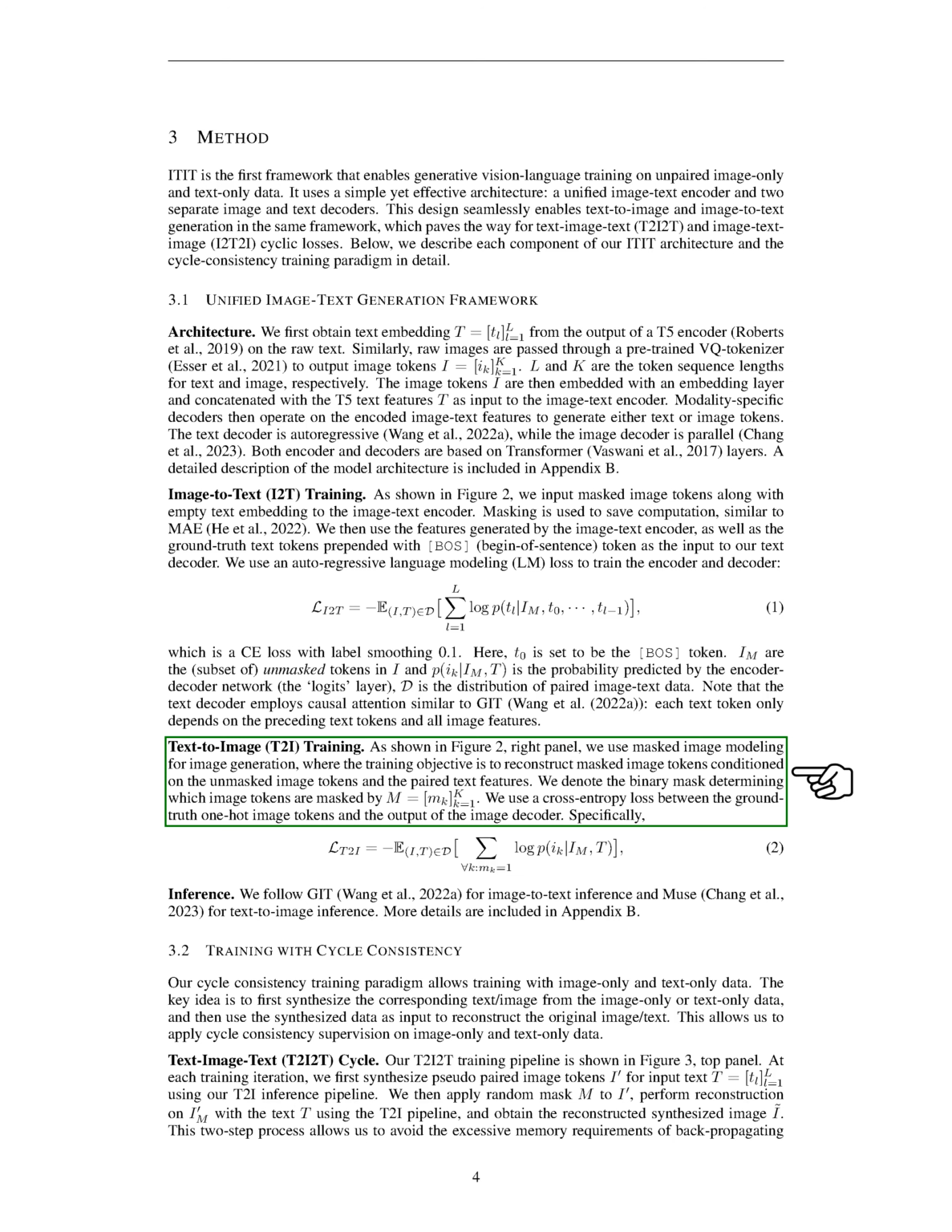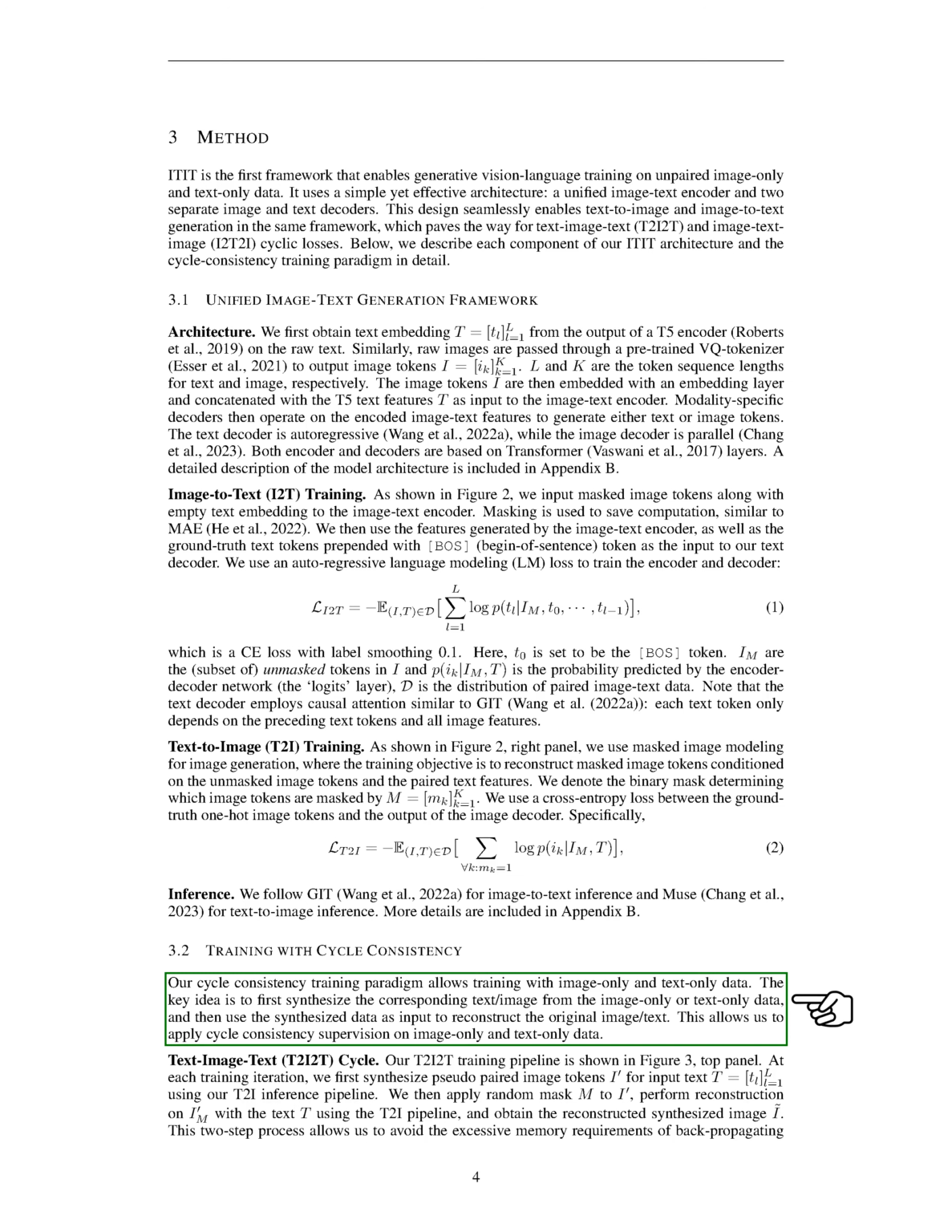For text-to-image, T2I, training, we use masked image modeling for image generation. The training objective is to reconstruct masked image tokens based on the unmasked image tokens and the paired text features. We use a cross-entropy loss between the ground truth one-hot image tokens and the output of the image decoder.